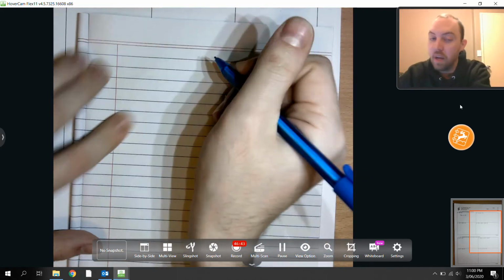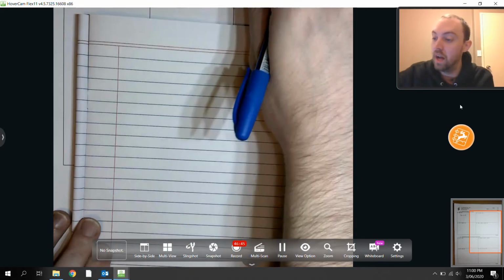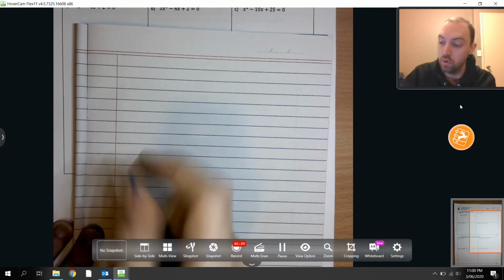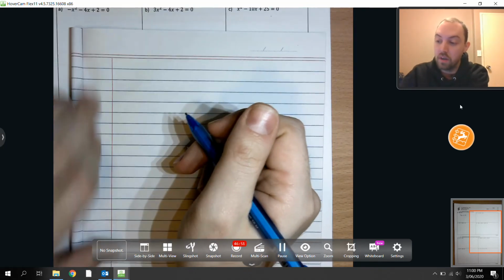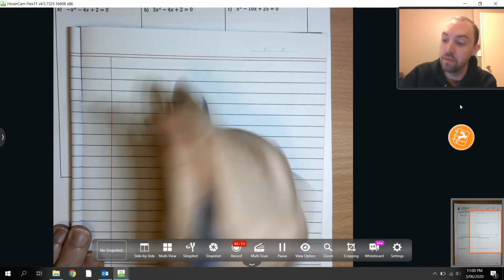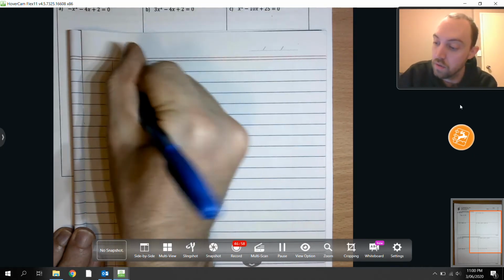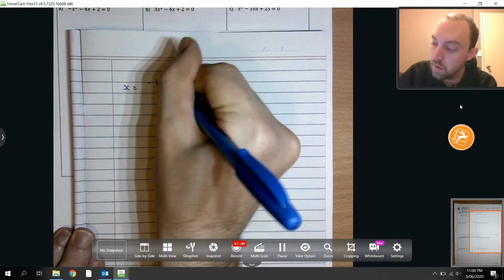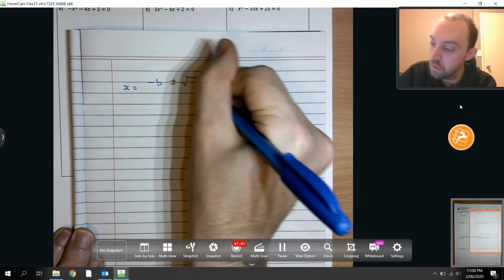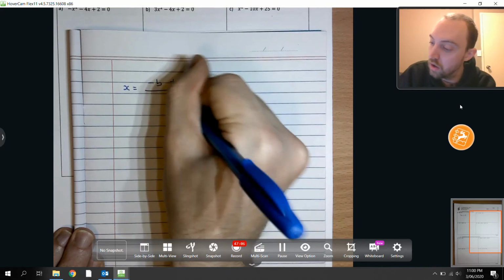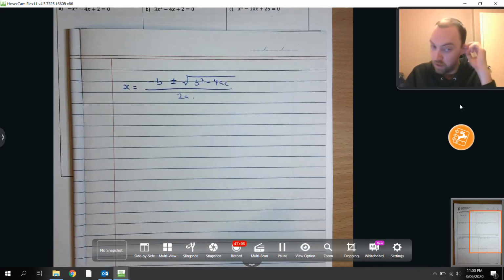Okay, when we have quadratics, we can have one solution, two solutions, or no solutions. And the discriminant is a handy bit of information that comes from our quadratic formula that tells us which is which. So let's go to the quadratic formula first. Negative b plus or minus the square root of b squared take 4ac on 2a. Okay.